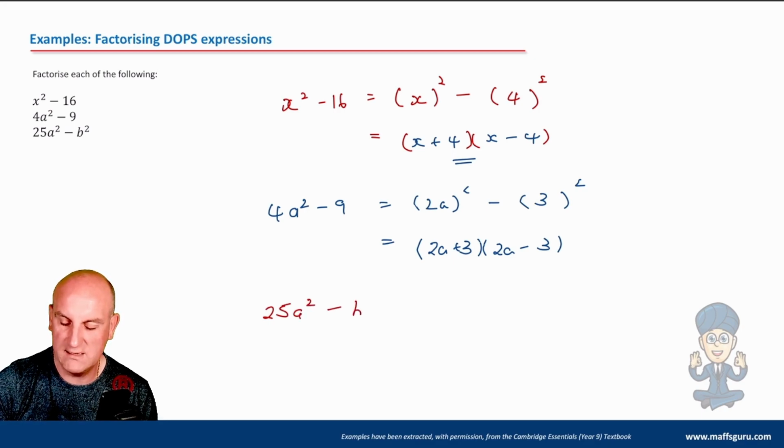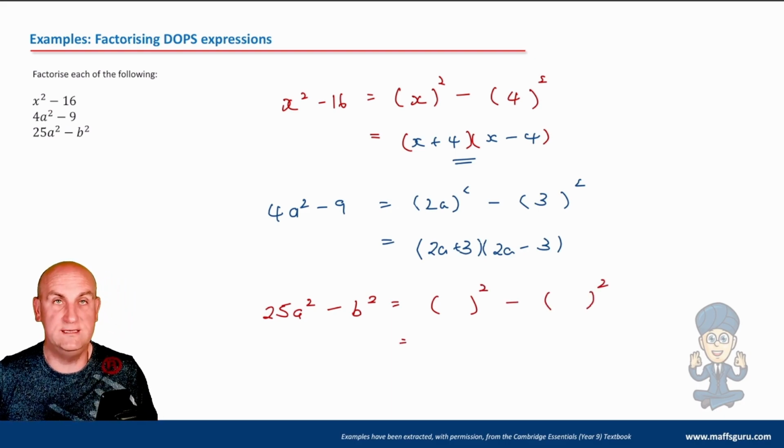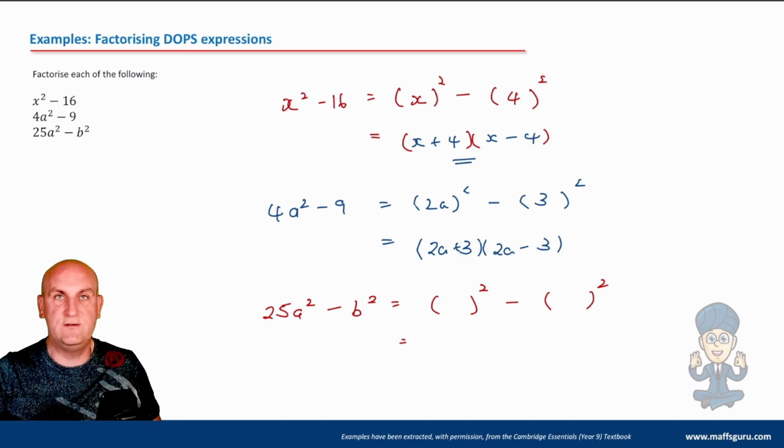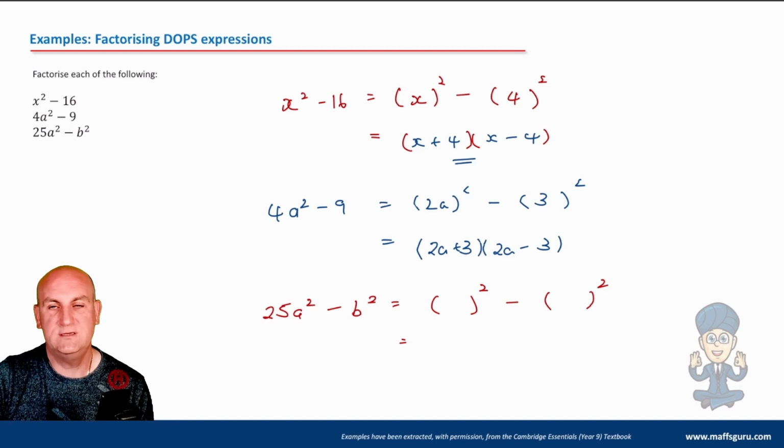25a squared minus b squared gives me brackets squared minus brackets squared. And again, the whole thing about these questions is, can you identify them? There are tricks coming up, but again, once you see past the tricks, it's the same over and over again.